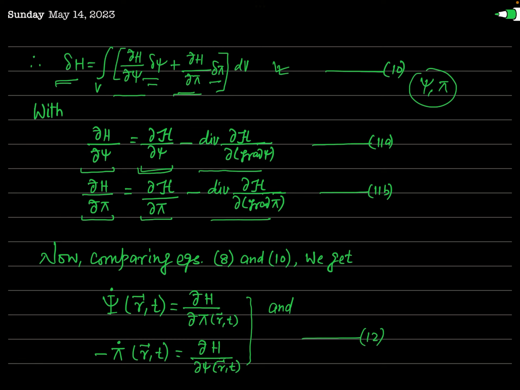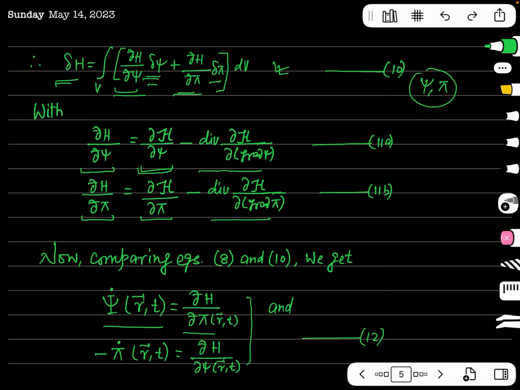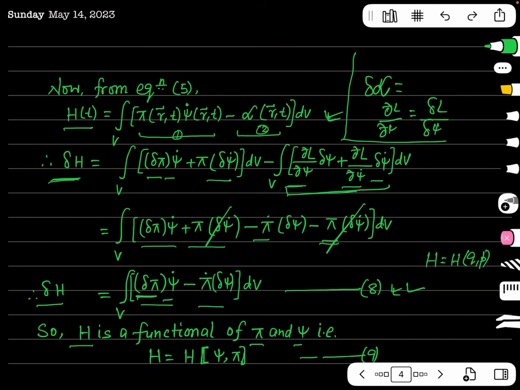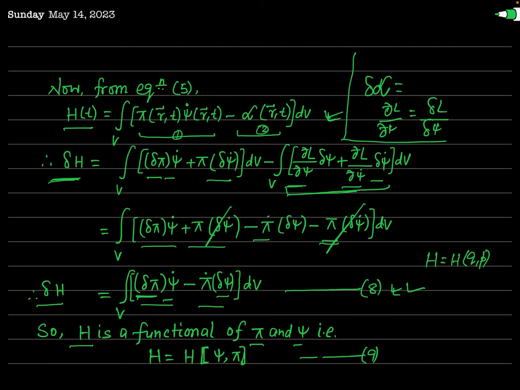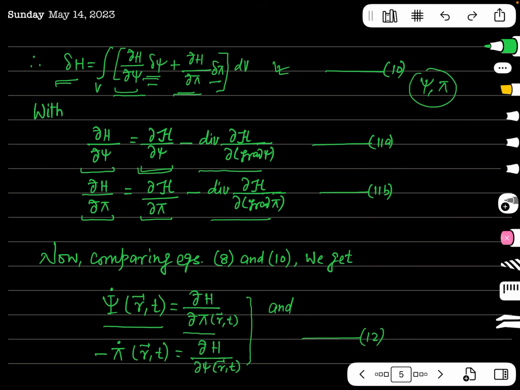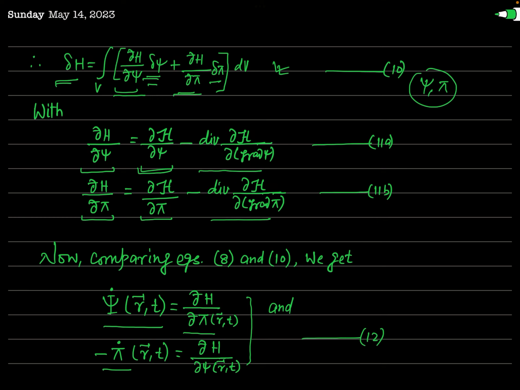So you can write, comparing these two equations, that psi dot of r, t is equal to the functional partial derivative of h with respect to pi. And again you can see that the multiple of this delta psi in equation 10 is the functional derivative of h with respect to psi, while in equation 8 the multiple of this delta psi is minus pi dot. So you can write minus pi dot equal to the functional partial derivative of h with respect to psi.